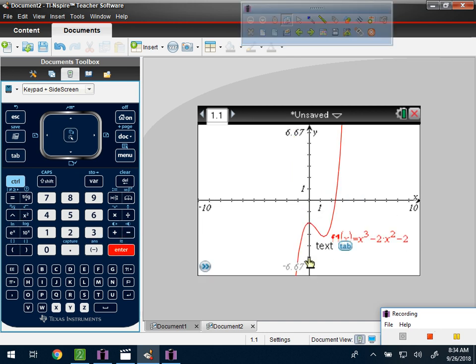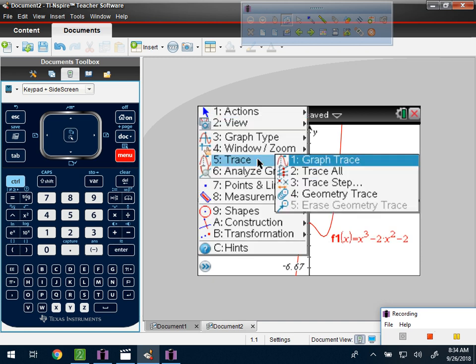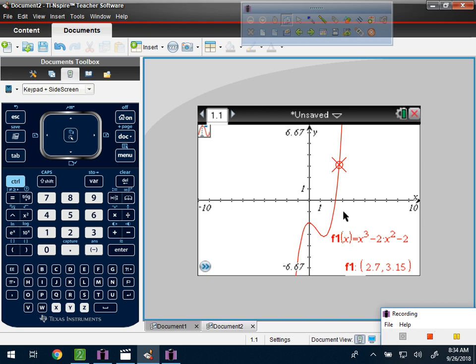And you can visually see, hey, there's a max right there. There's a min right there. So the way that we're going to find that is go to Menu, Trace, Graph Trace. And you see my little cursor comes up. So that says 0. I don't want that. Trace it down. You see where it says minimum. That would be one of my answers right there: 1.33, negative 3.19. So that would be my minimum. And then my maximum is right there. It says 0, negative 2.